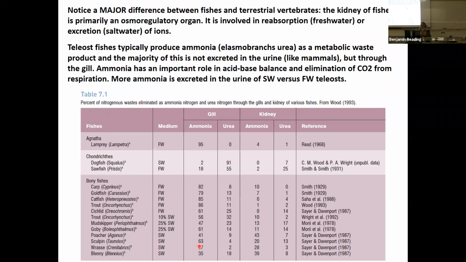And so if you look down here, the only fishes really that excrete a lot of ammonia in the urine are a lot of odd fishes, in this case, wrasses and blennies and coral reef fishes. So kind of warm tropical marine fishes will do this. All the other fishes, their primary metabolic waste product is ammonia and is excreted across the gill. The chondrichthyan fishes, of course, use urea because they use it to help osmoregulate.